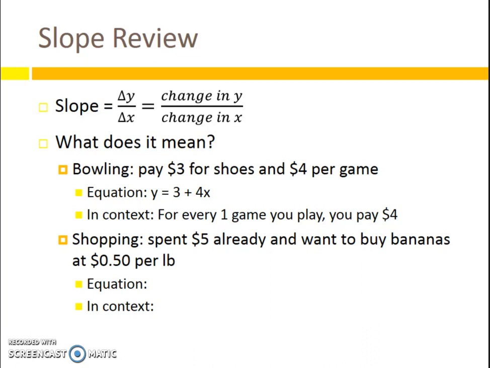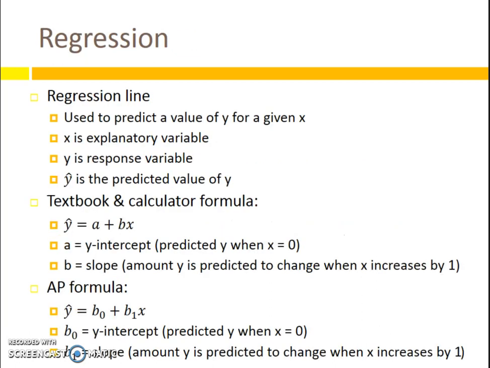For our next one, you go shopping. I've already spent $5, but then I want to buy bananas, and I know they're 50 cents per pound. So what would the equation be for that? Well, our equation there will be y equals 5 plus 0.50x. So in context, for every 1 pound of bananas I buy, I have to pay 50 cents per pound. Okay, we'll keep that in mind, and we're moving into the statistics of regression.